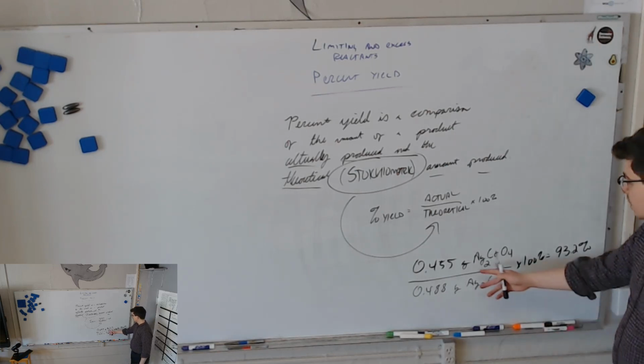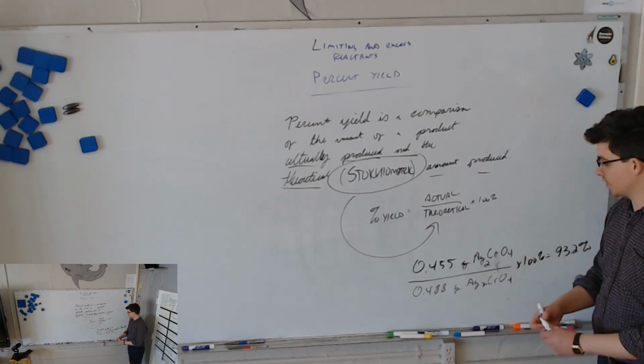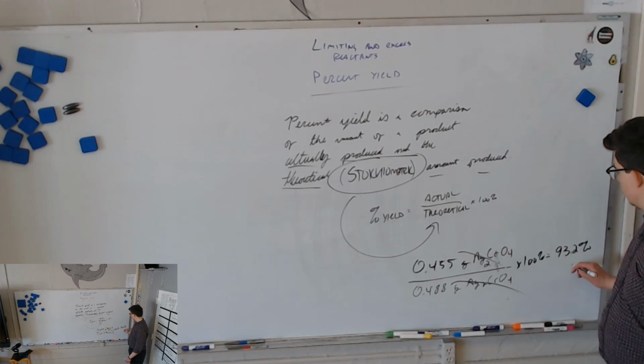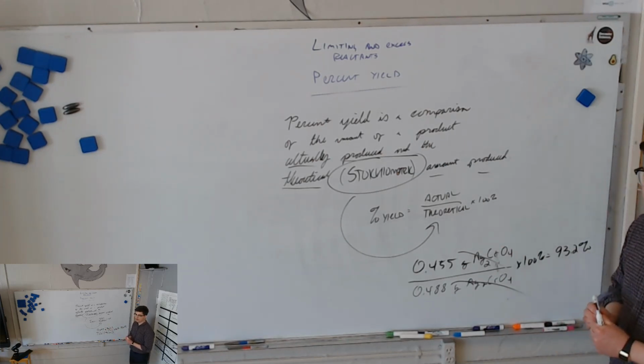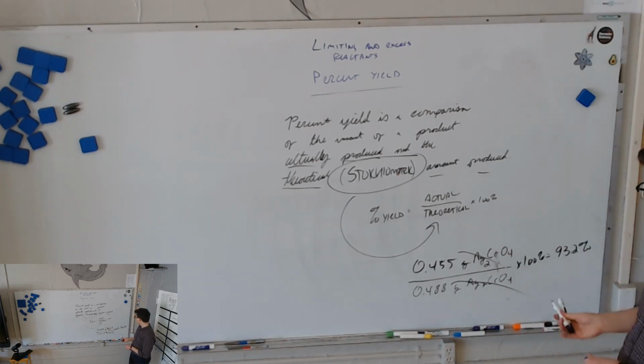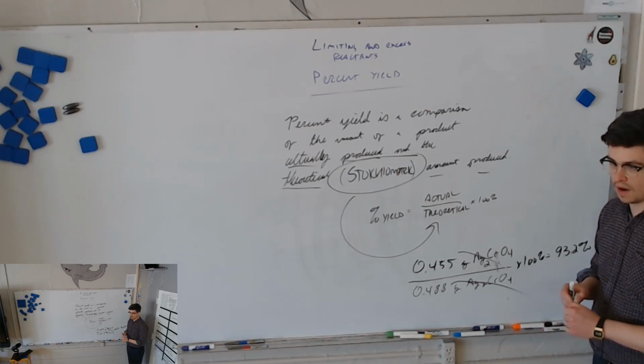What's the unit? Percent is a unit, right? Grams of silver chromate drops out with grams of silver chromate. What did you put as your answer? 93.2%. Yes, we still use sig figs for the percentage.